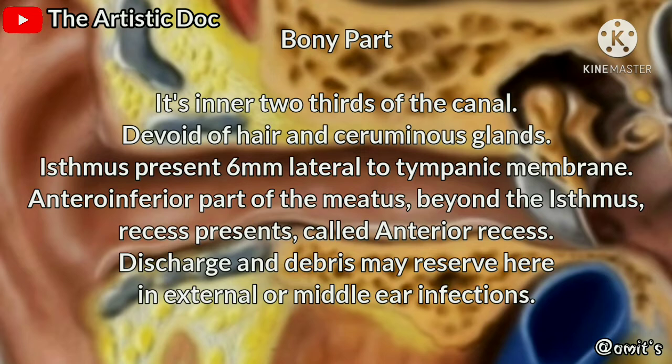Bony part. It is the inner 2/3 of the canal. Devoid of hair and ceruminous glands. Isthmus is present 6 mm lateral to the tympanic membrane. In the anteroinferior part of the meatus, beyond the isthmus, a recess is present, called the anterior recess. Discharge and debris may collect here in external or middle ear infections.